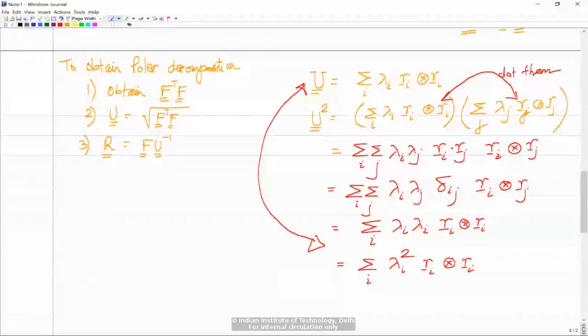Because it's symmetric, therefore whatever is the eigenvector of U, of course U square also has the same eigenvector. That's why it has the same type of decomposition. And the eigenvalues are simply, one has got lambda i, then the U square has got lambda i square. Okay, that's a very nice thing about symmetric matrices.